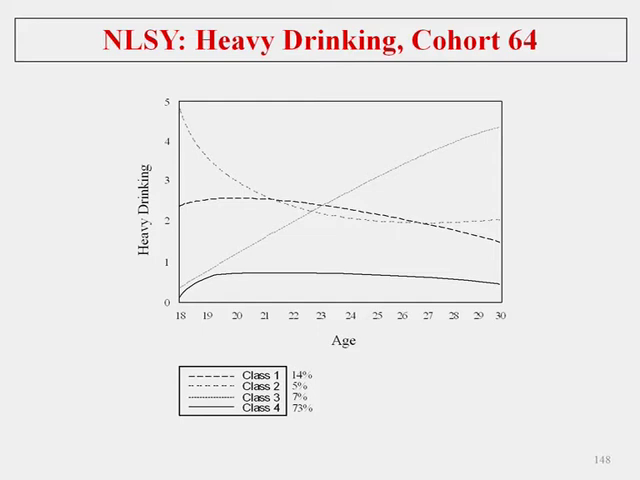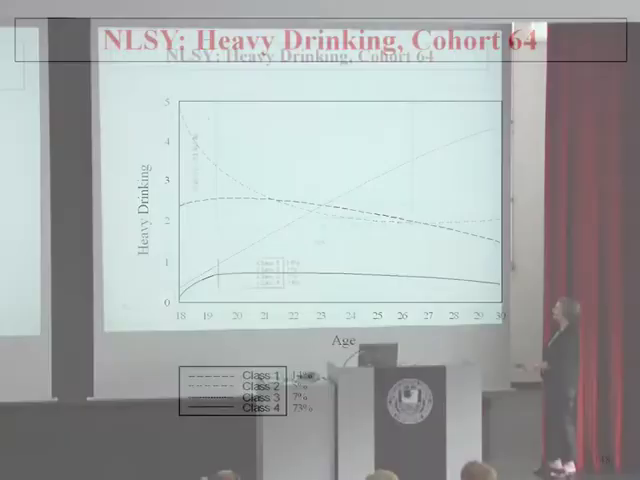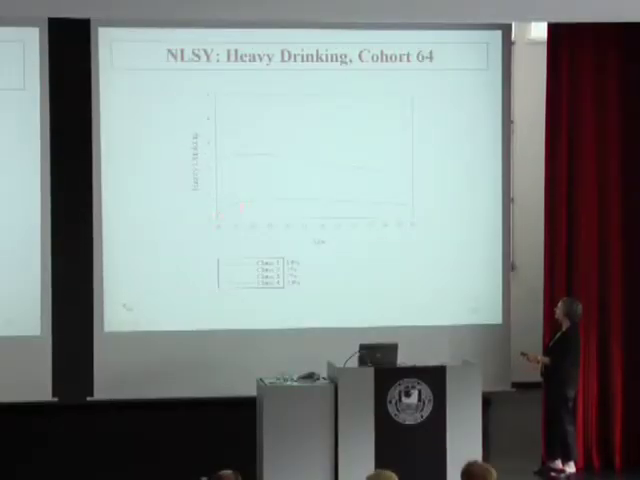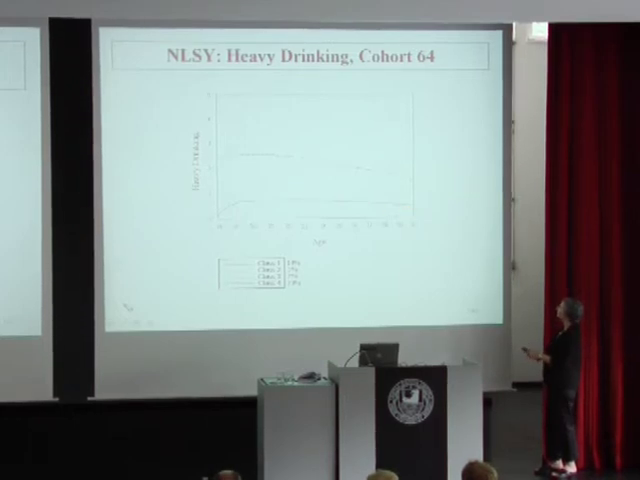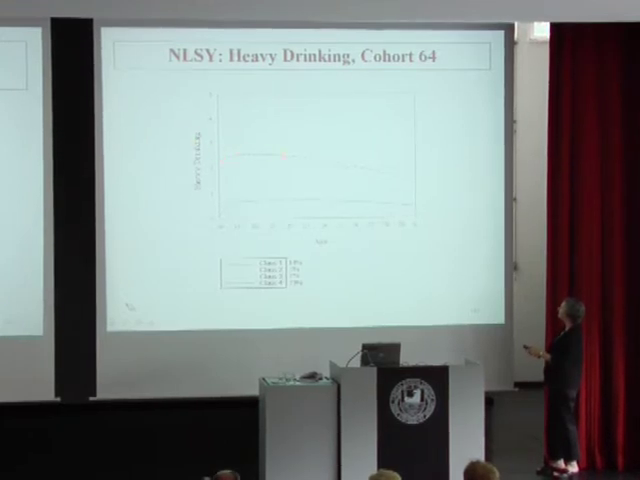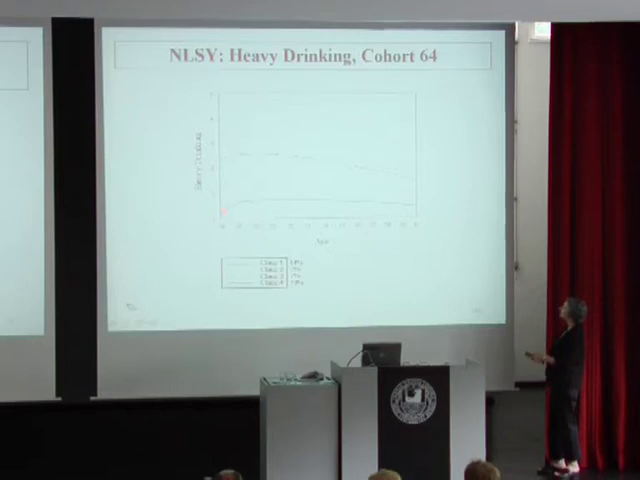And this is with the NLSY data. We found what we had expected, the low class here, people starting out low, going up a little, and then going down slightly. We also found the high class, which starts out high and stays relatively high. But we also found a class that starts out low, but becomes very high over time. And a class that starts out very high, but then reduces their drinking to a level similar to the ones who start out fairly high and continue.